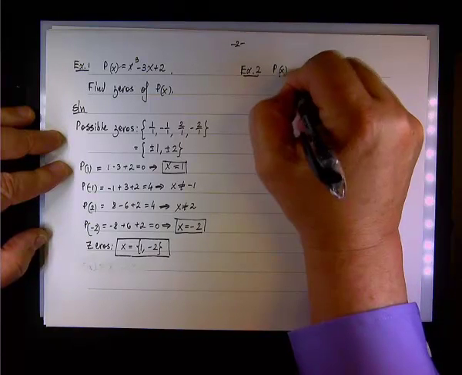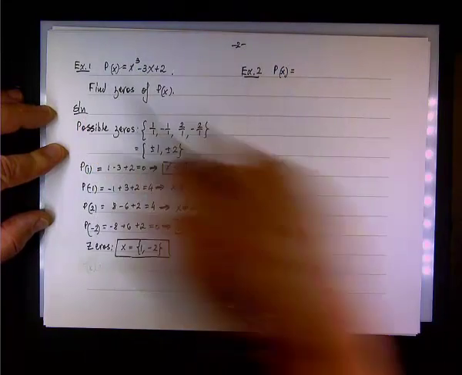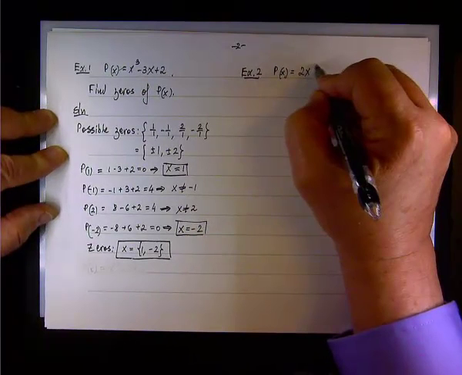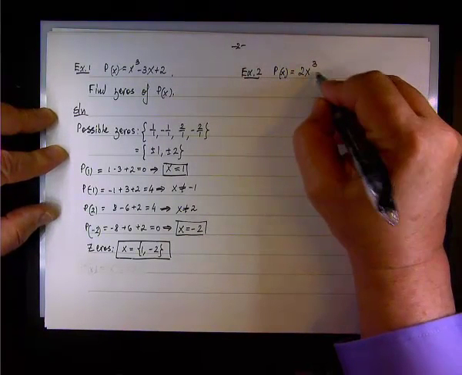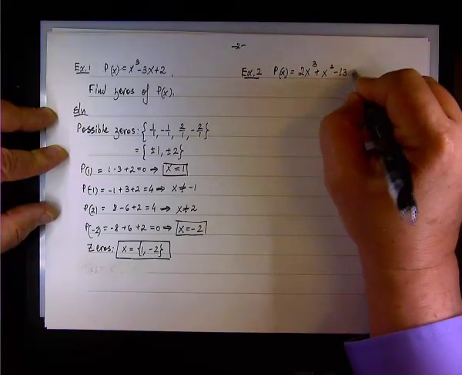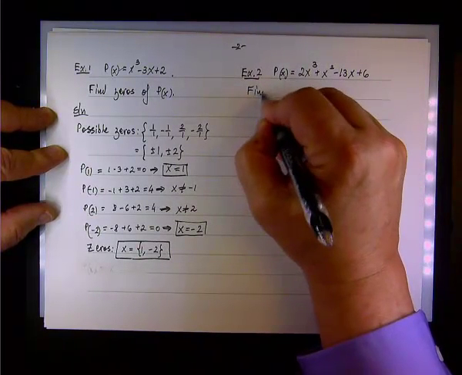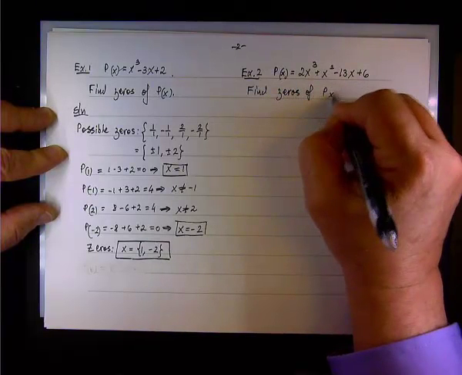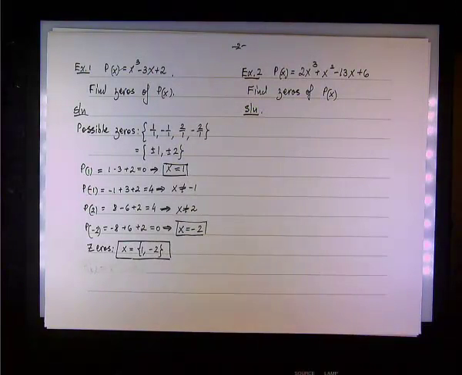So example number 2, here we're going to warm up a little bit. We're still going to stay with third order polynomial, but we'll have all the terms. Here we don't have the x squared term, but in the next example we have p of x equals 2x cubed plus x squared minus 13x plus 6. And as before, we need to find zeros of p of x.